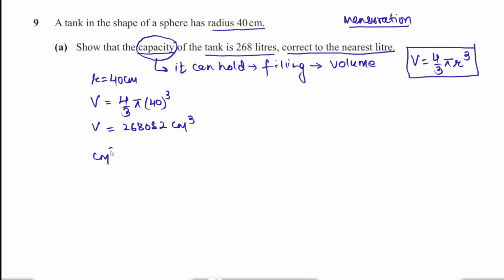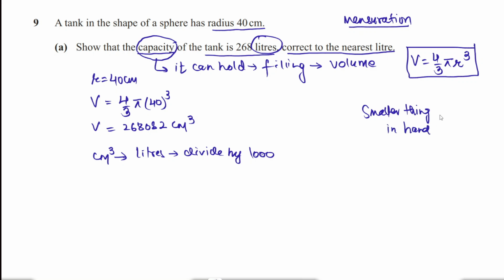Now, we need to give the answer in liters, so we convert centimeters cubed into liters. You need to divide by 1000. You need to remember that if you have the smaller thing in hand, which you are going to convert, it gives us the indication that we are going to divide by the converting value. If you have a bigger thing in hand, then we are going to multiply. Since we have centimeters cubed, we have a smaller value, hence we need to divide.